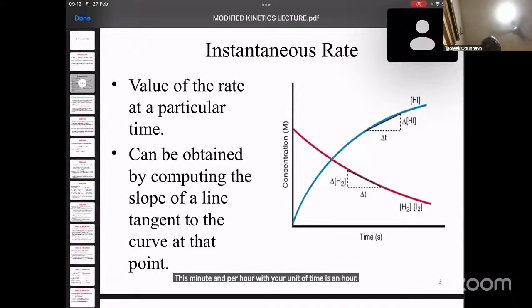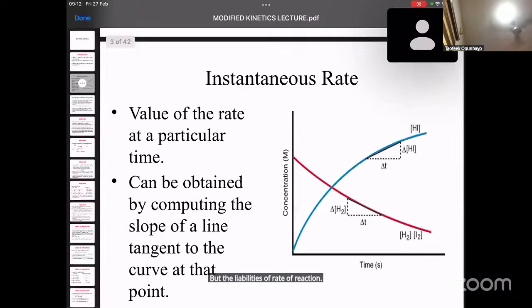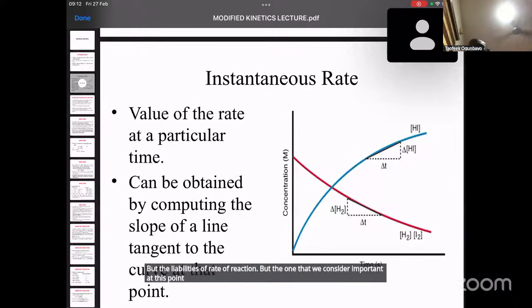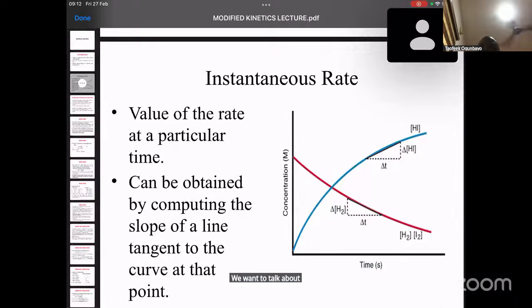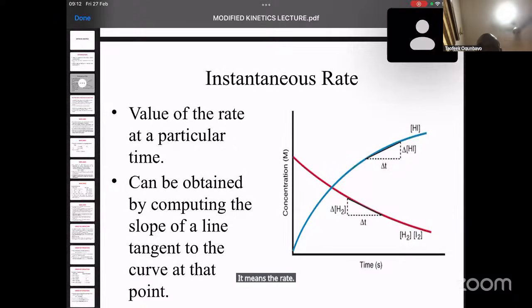Now, there are varieties of rate of reaction. There is average rate and there is instantaneous rate, but at this point we just want to discuss the instantaneous rate. And what does instantaneous rate mean? It means the rate at a particular time.